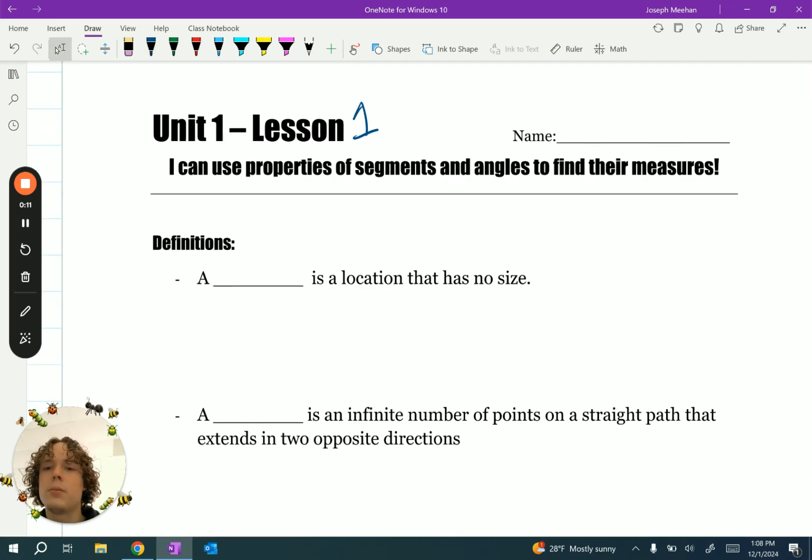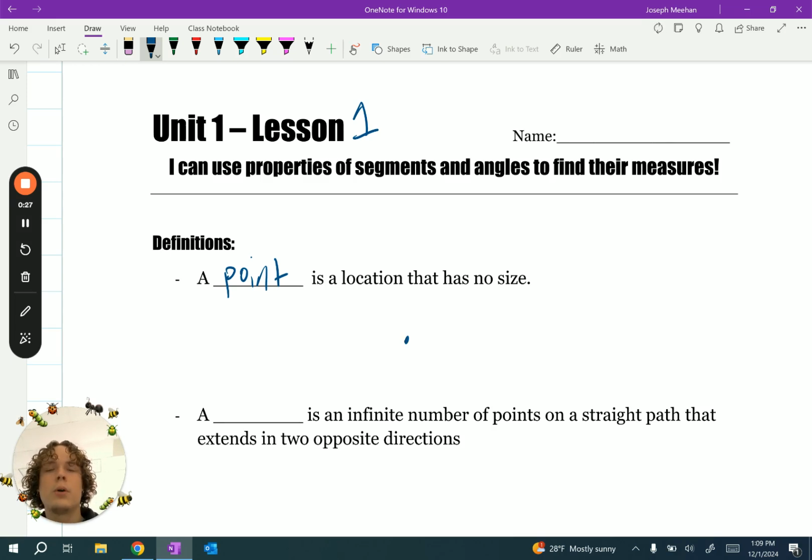So, first definition, it says a blank is a location that has no size. This is called a point. A point is a location that has no size. There's a lot of different ways to represent a point. Just kidding. No, there's not. There's only one way. That's a point right there, just a dot, right?